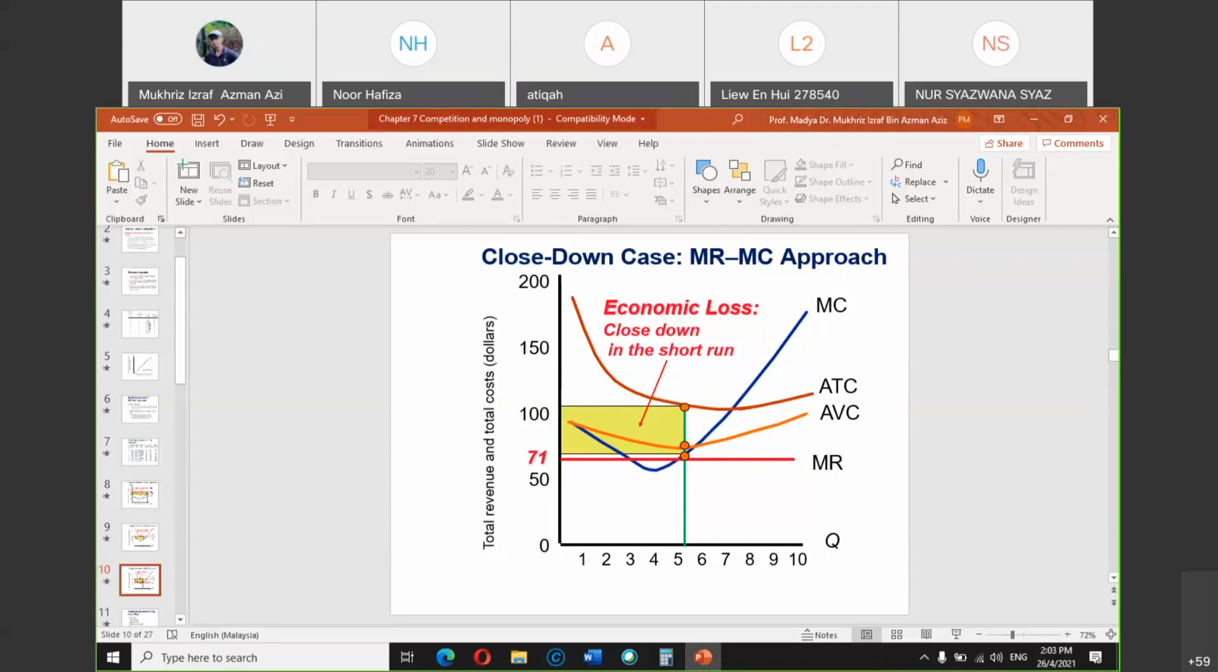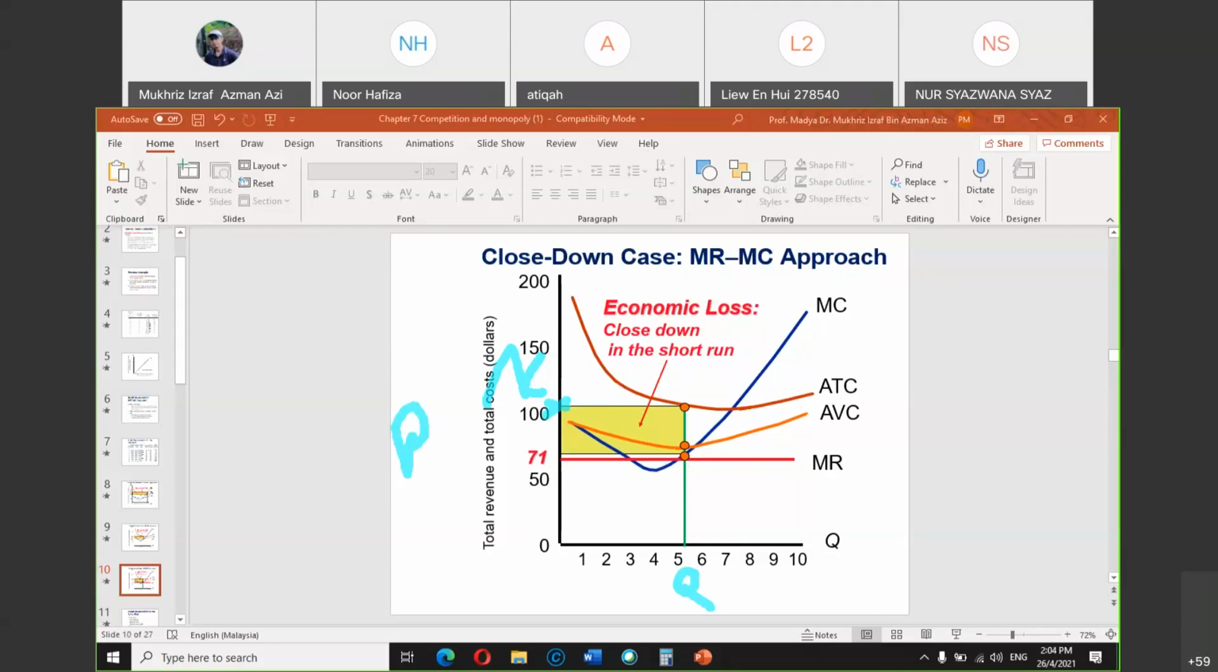Okay, so this is the average cost, AC. AC times quantity will be total cost, just like before. And at this point, 71 is the price, so P times quantity is the revenue.